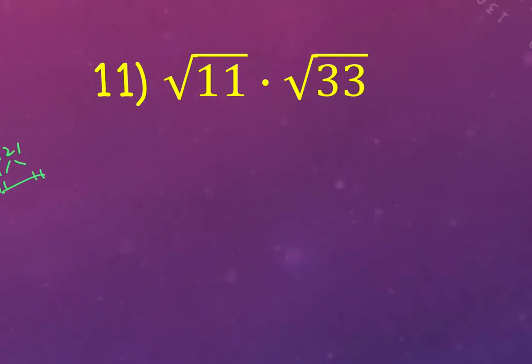All right, so now knowing that, what is 33 breakdown? 3 and 11. So this would be 11 square root 3. The 11s come to the outside. The 3 doesn't have a match.